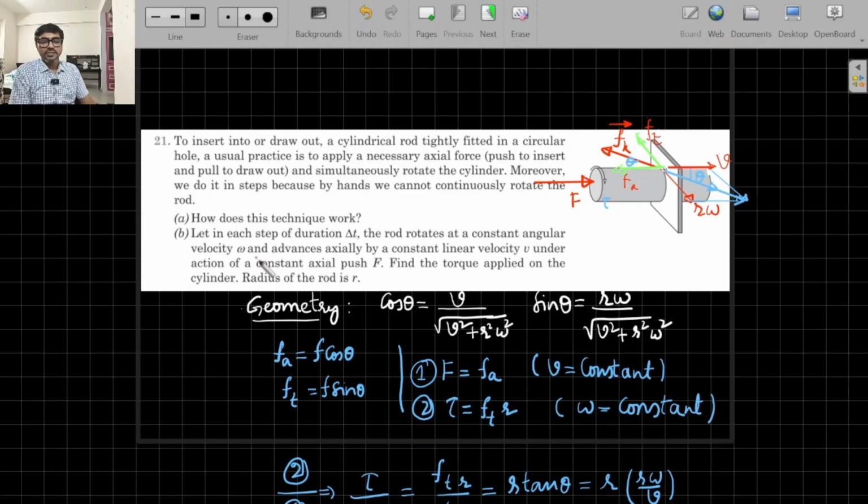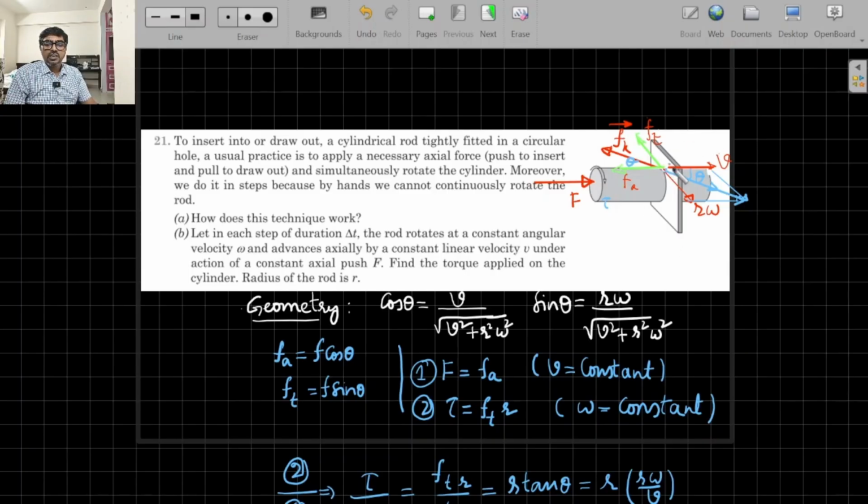So the first part, let's look at this diagram. It's a very simple question; in the diagram you can understand it. Consider the point on the top of the cylinder just touching the cardboard. It has got two components of velocity. One velocity is because of axial motion, v, and the other is because of rotation, r omega. Both are in the plane, perpendicular to each other.